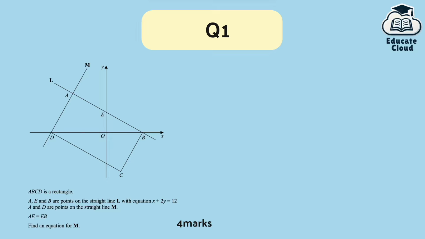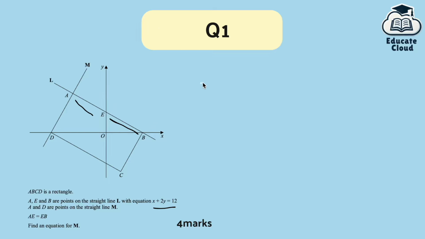So let's try this question 1. What I'd do is I'd pause it, read through it, and then we'll start going through it. So this is a really interesting question where ABCD is a rectangle. A, E, B are points on a straight line L with the equation x plus 2y equals 12. A and D are points on the straight line M, which as you can see is perpendicular. AE is equal to EB, so these two lengths are the same as well. Find an equation for M.